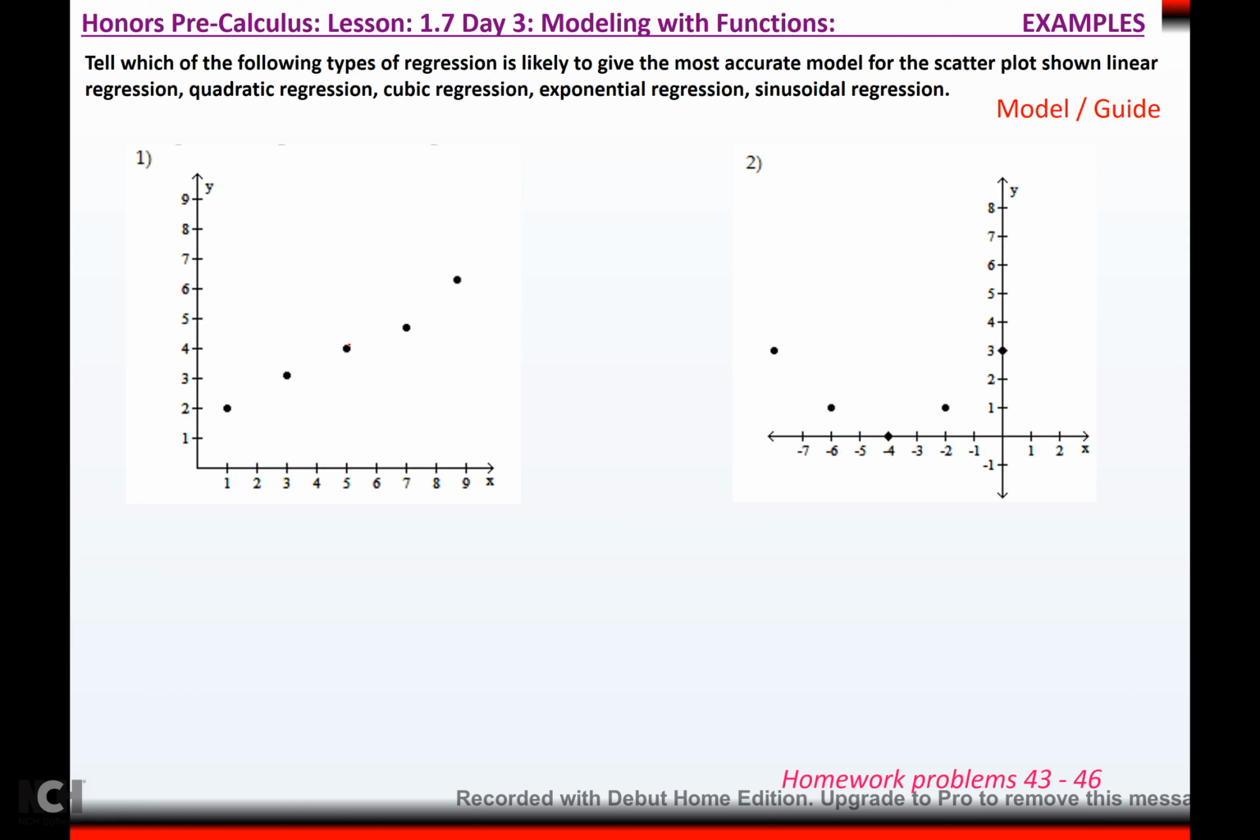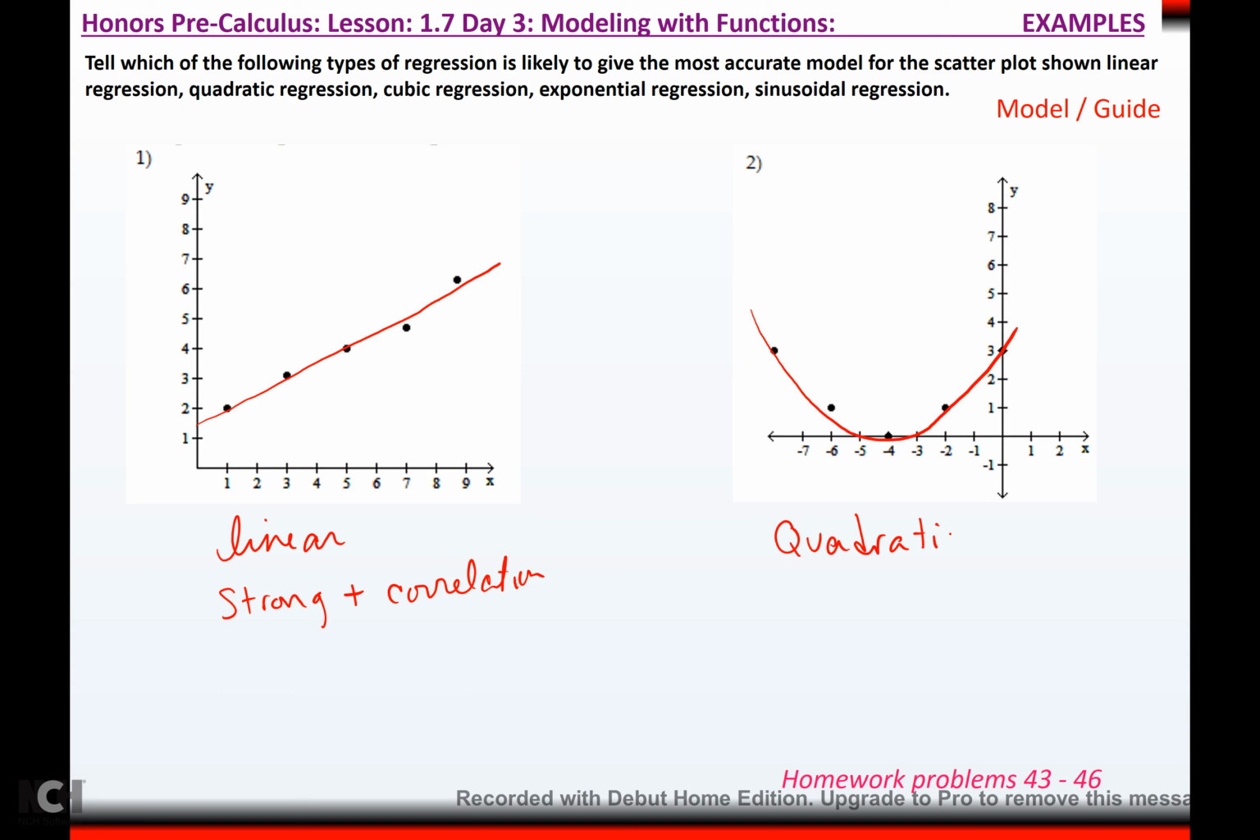Well, if I were to try and connect these dots, the closest shape to any of the 12 I could make would probably be a line. So I would say it's a linear regression. And I would say that this has a strong positive correlation because I'm heading up and I can hit most of my dots. Here, if I tried to connect the dots, I get a U shape. That would be a quadratic regression, and I would say it's pretty strong because I can hit most of those dots. So I'd say there's a strong correlation there.